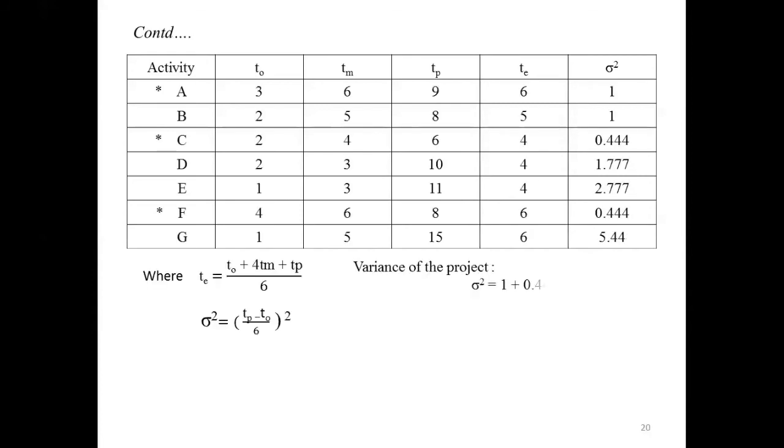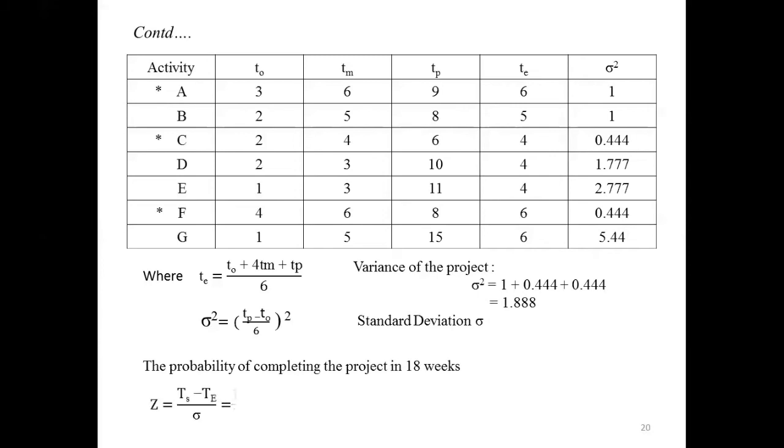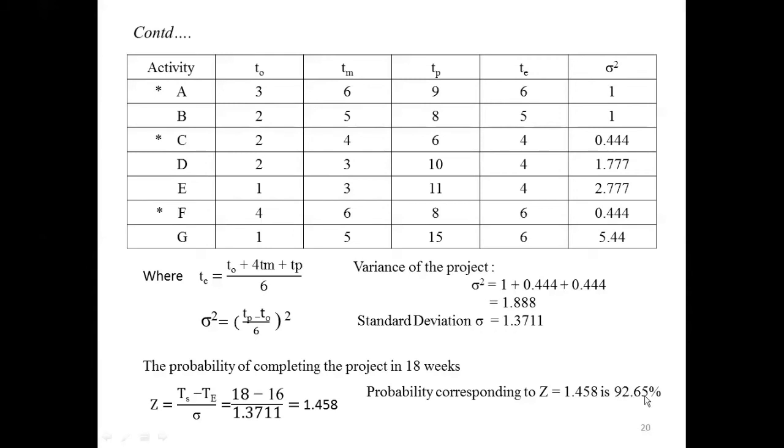The Z value 1.458 in the standard normal distribution table corresponds to 92.65%. This is the solution for the given problem. This value, 92.65%, indicates the project will be completed with a probability of 92%. There is a chance of 92% of completing this project.